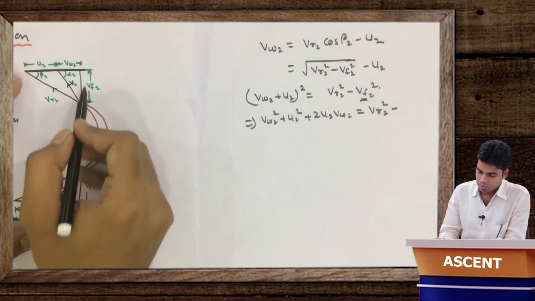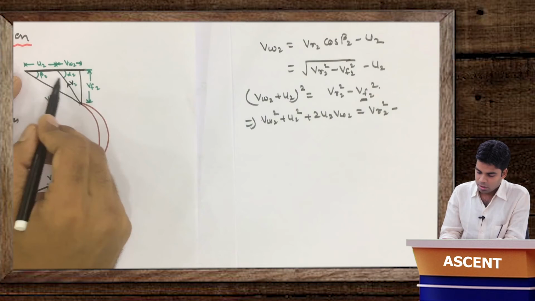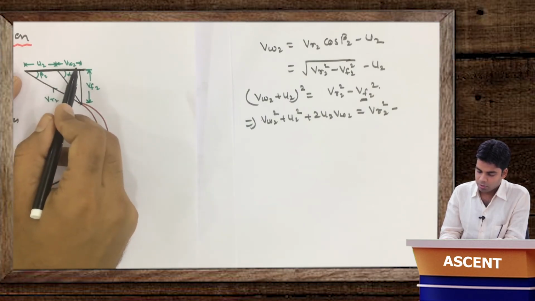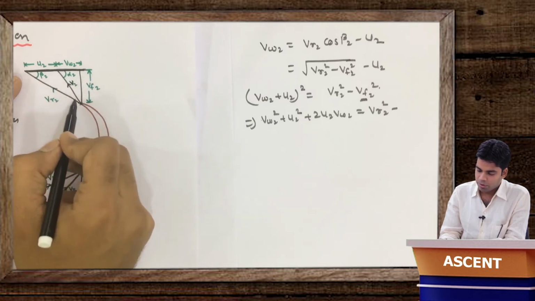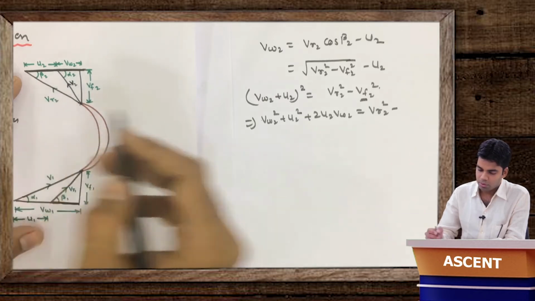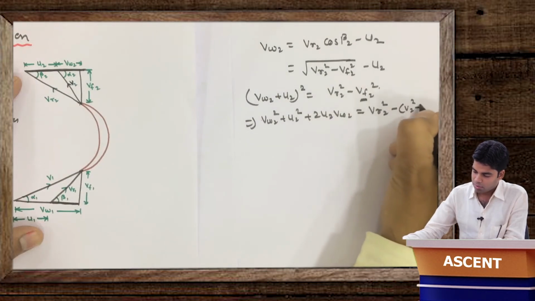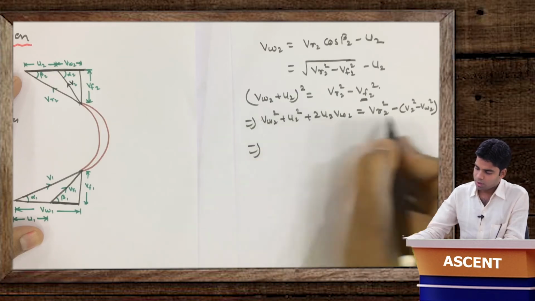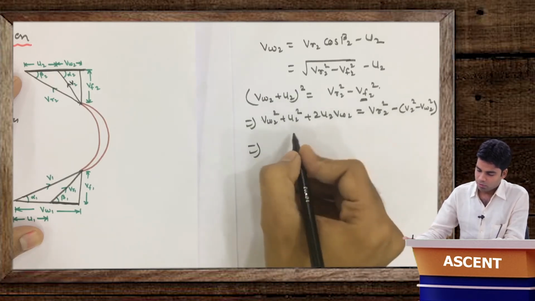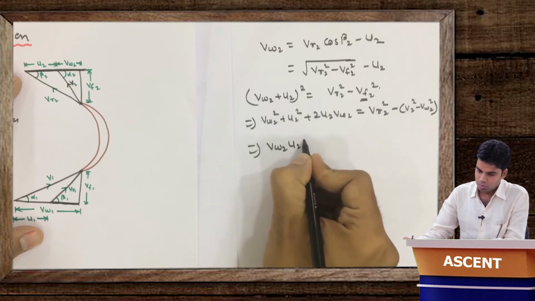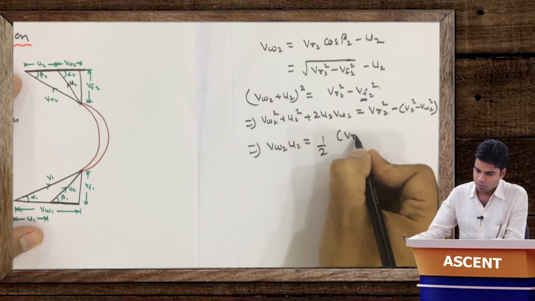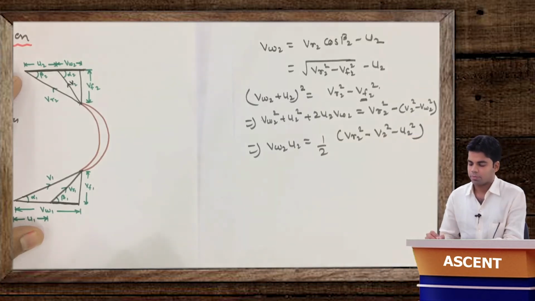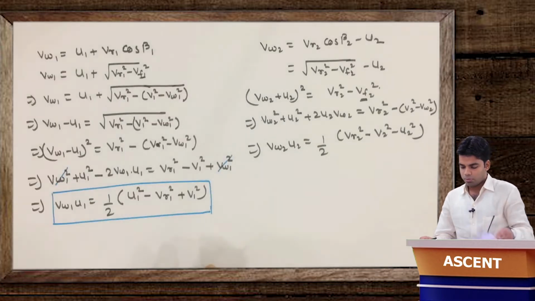What is this VF2? So this VF2 can be written as under root of V2 square minus VW2 square, or VF2 square will be equal to V2 square minus VW2 square. Simple calculations. Okay, so from here again this VW2 square will be cancelled out, and we will get VW2 U2 equal to half of VR2 square minus V2 square minus U2 square. Getting this or not?